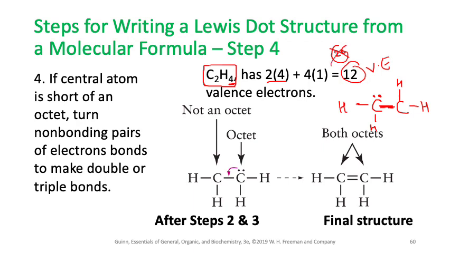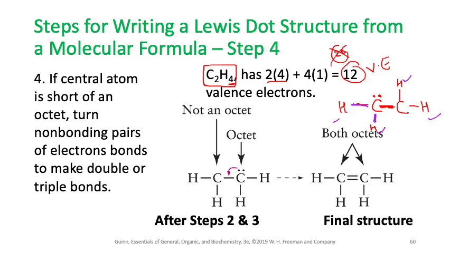But how would I know this structure is right? To confirm, everything has to have 8 electrons except hydrogen. Hydrogen has to have only 2 electrons. Let's compare. This hydrogen has 2 electrons because it has 1 single bond. This hydrogen is happy, 2 electrons because this is a single bond. This hydrogen is happy, it has 2 electrons because hydrogen needs only 2 electrons. Let's talk about both carbons. If both carbons have 8 electrons, then this structure is right.